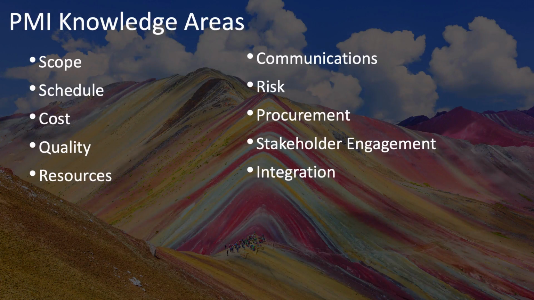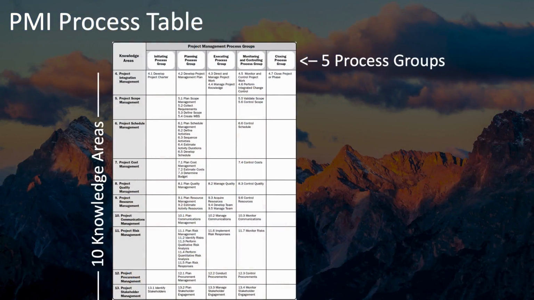PMI has organized the various project management processes into 10 knowledge areas, covering scope, schedule, cost, quality, resources, communications, risk, procurement, stakeholder engagement, and integration. Each of the project management processes is organized into a PMI process table with the 5 process groups along the top and the 10 knowledge areas along the side, and with every process in its appropriate location. We'll be covering this process table in some depth in later lessons.